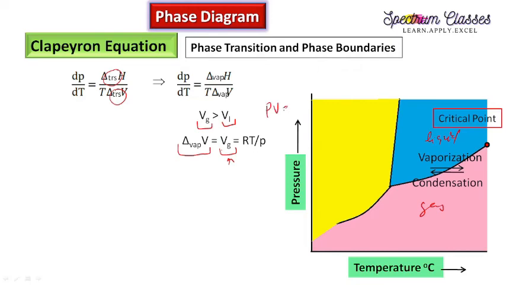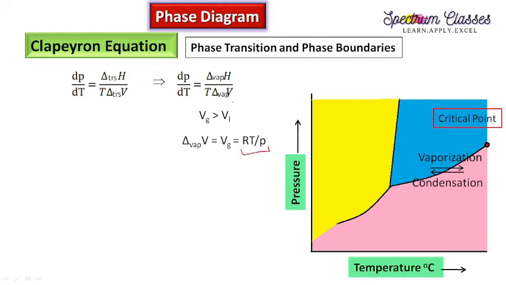And we are considering here that this V gas, or vapors, behave as an ideal gas. Therefore PV is equal to nRT, or PV molar is equal to RT. This is our ideal gas equation in terms of molar volume, if the number of moles is 1. So here ΔV vaporization is equal to V gas, and if it behaves like an ideal gas, it will be equal to RT upon P.